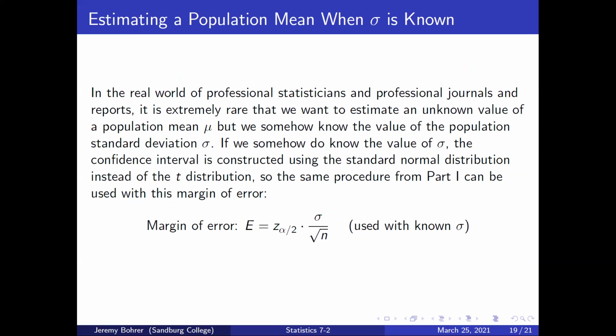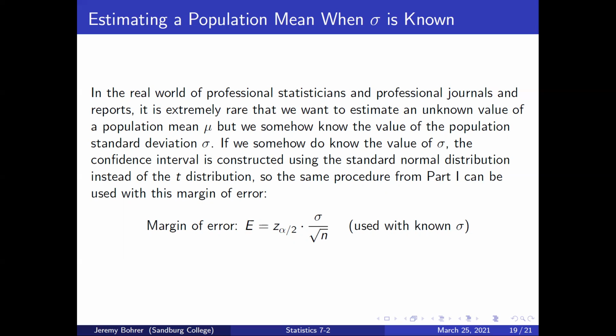In the real world of professional statisticians and professional journals and reports, it is extremely rare that we want to estimate an unknown value of a population mean mu, but we somehow know the value of the population standard deviation sigma. If we do somehow know the value of sigma, the confidence interval is constructed using the standard normal distribution instead of the t distribution. So the same procedure from part 1 can be used with this margin of error. The margin of error E equals z sub alpha over 2 times sigma over the square root of n, used with a known sigma.